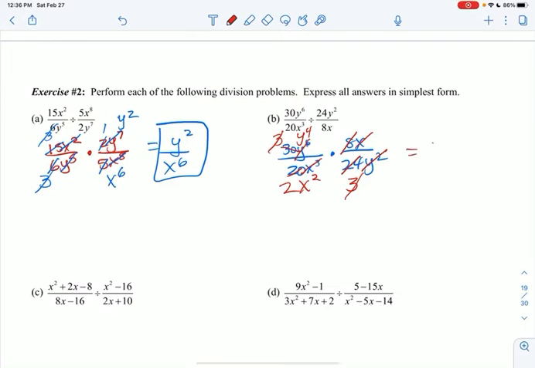So what's left on top? Y to the 4th. What's left on the bottom? It's going to be 2x squared. I'm just looking at my answers because for some reason I lost the 2, but that 2 didn't go anywhere. So there we go.